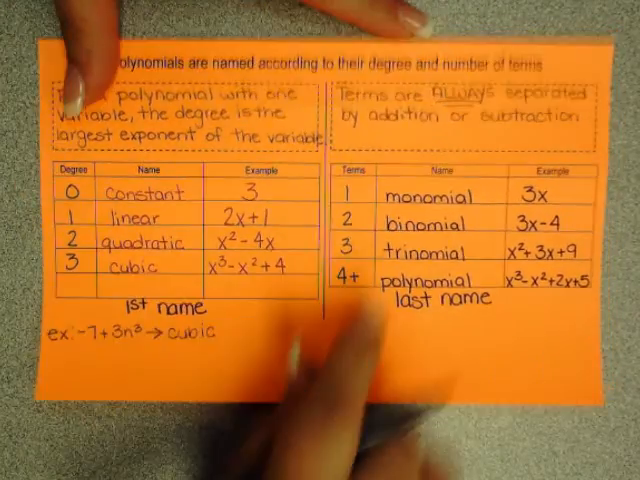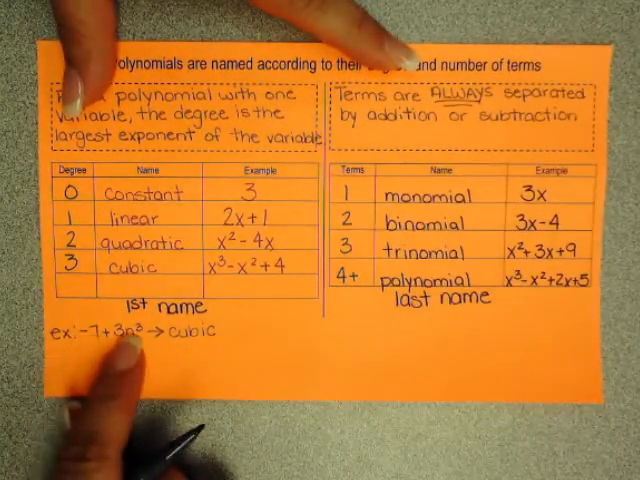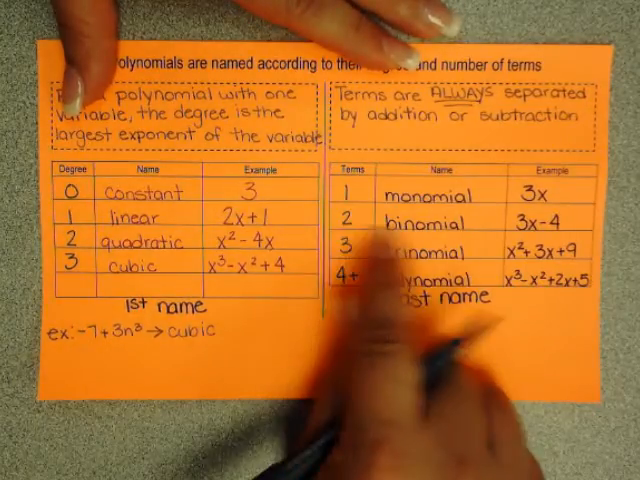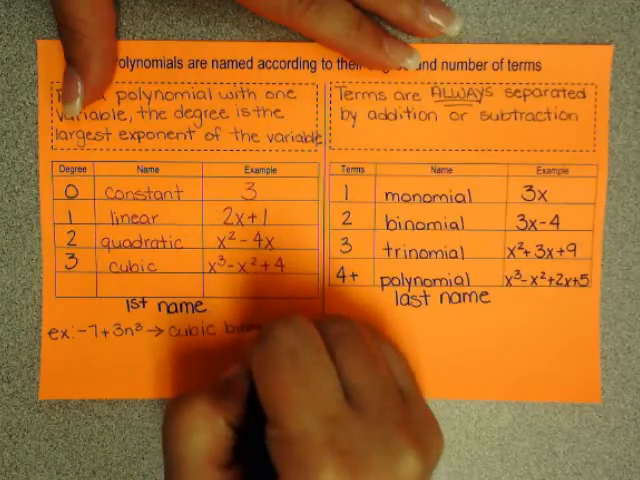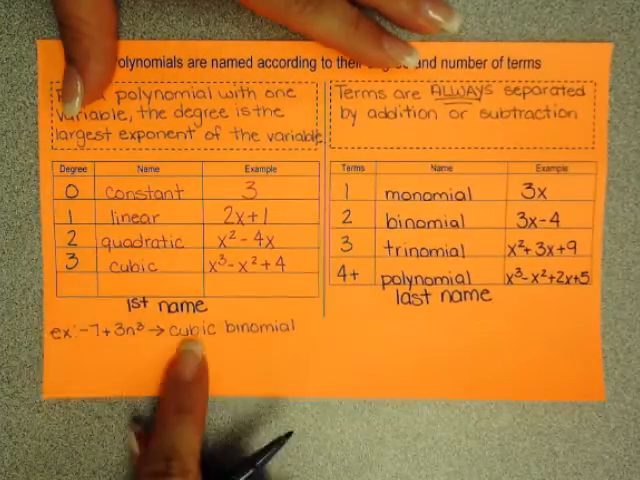Okay, now it's time to count terms. So we're counting terms. 1, 2. It's separated by a plus sign. So our last name is going to be, terms of 2, binomial. So we have a cubic binomial. First name, last name.